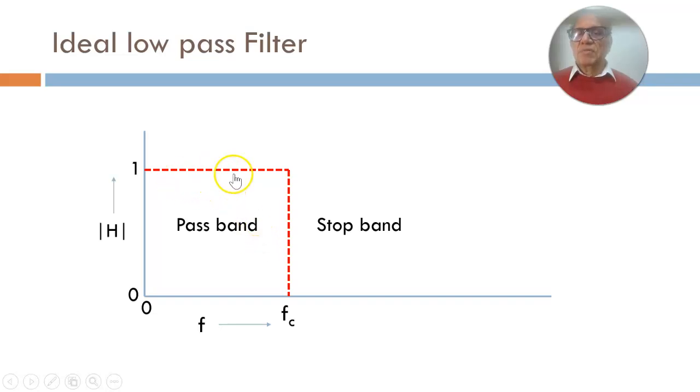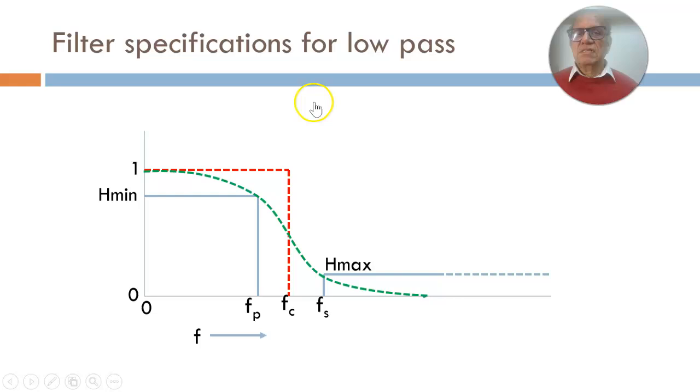Now, practically, it is impossible to build a filter having these characteristics. Therefore, we will look at the specifications which can be used for designing a practical filter. So let us look at these filter specifications for low pass. Now this dashed red line shows the ideal filter for comparison.